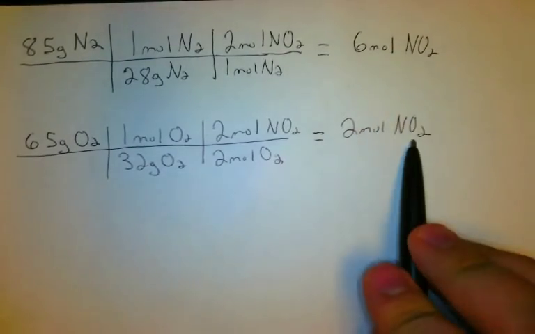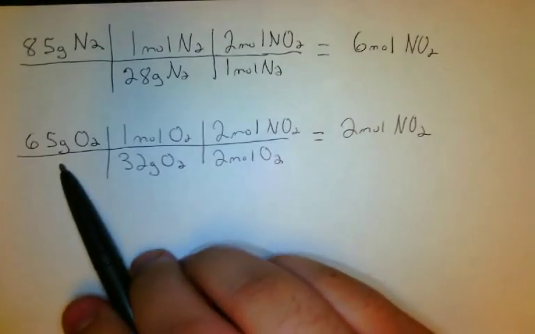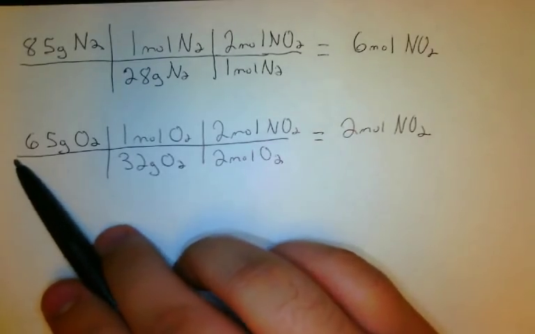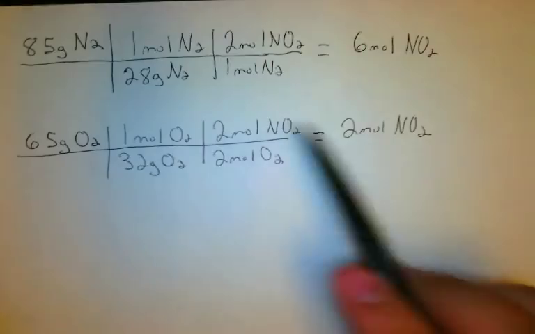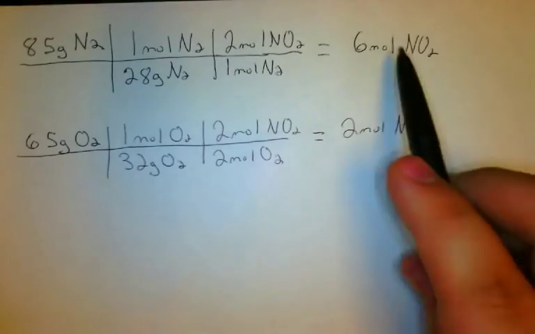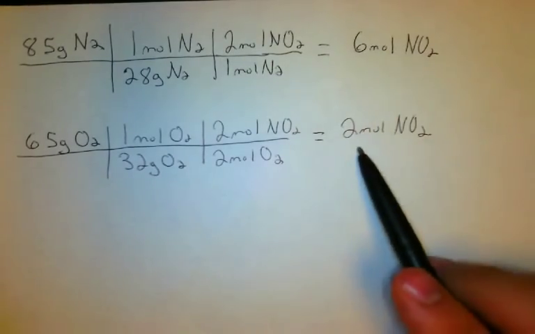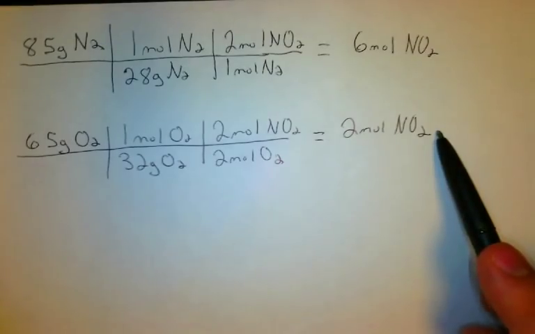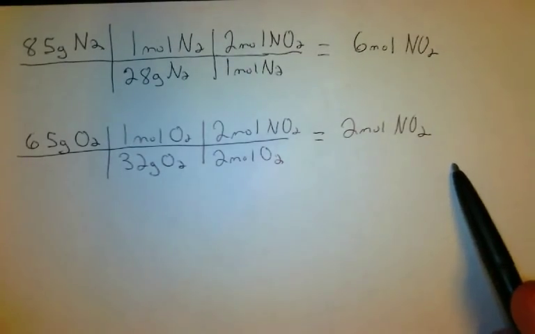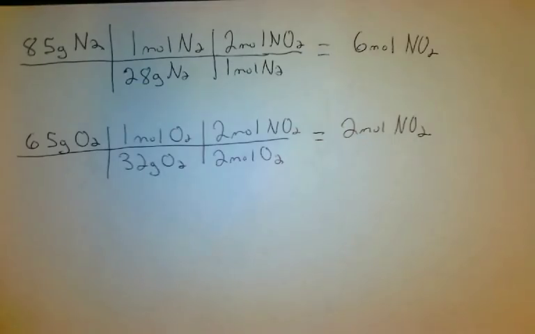So, because this is the least amount, we have to pick O2 to be our limiting, because if all 65 gets used, I will only have formed 2. I can't get to 6. I can't even get to 3 because I run out at 2. So we know NO2 is our limiting, sorry, we know O2 is our limiting, so we're going to do our problem with O2.